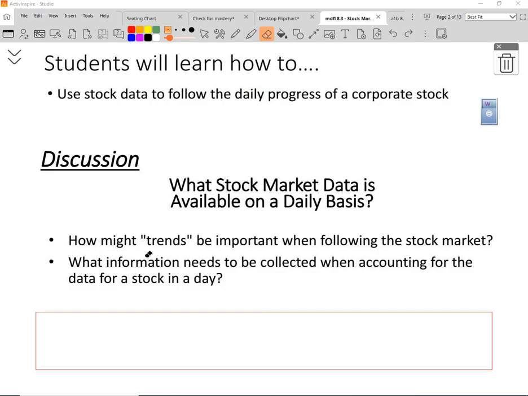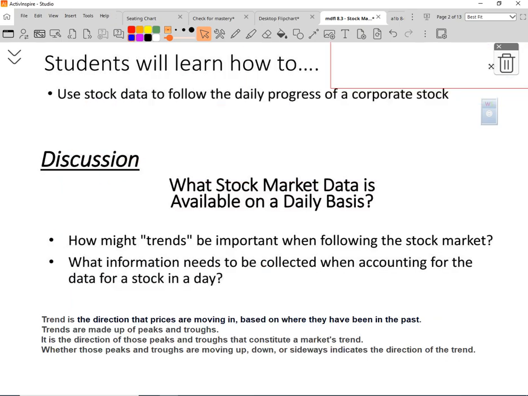You guys learned about some trends. Remember the bull market and the bear market? In a bull market, there's an upward trend, right? If there's a bear market, it's a downward trend. You don't have to write this, but I want to elaborate on just the definition of a trend a little bit.